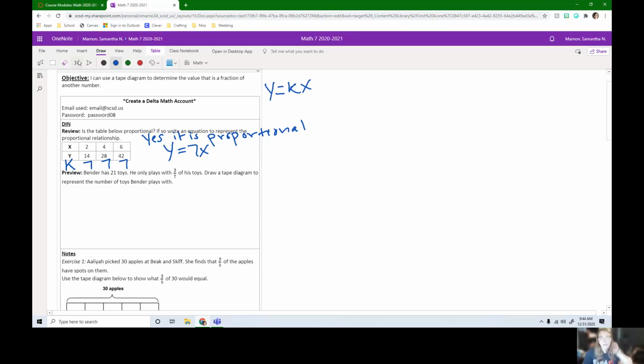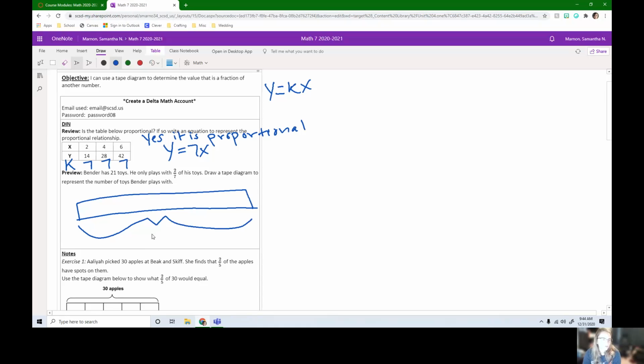Okay, so you should have already tried to draw this tape diagram. If you don't remember tape diagrams, we just start with a rectangle. For us to do this, we need the total. He has 21 toys, and the fraction we're using is 7ths. So we're going to break this into 7 equal pieces. If you want 7 pieces, you draw 6 lines, and that will break it into 7 pieces.